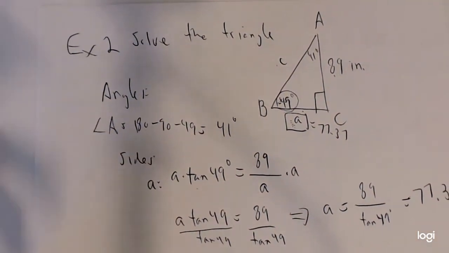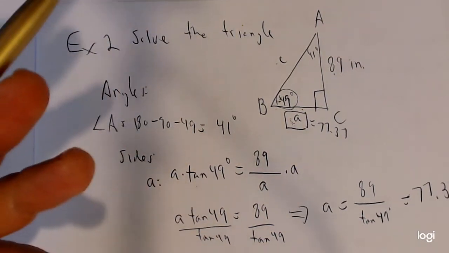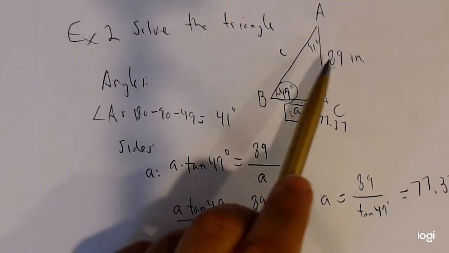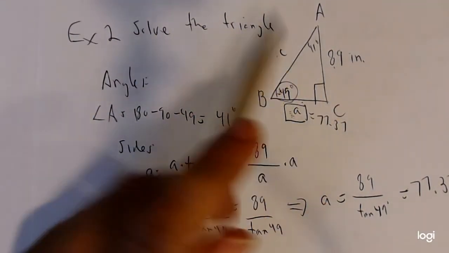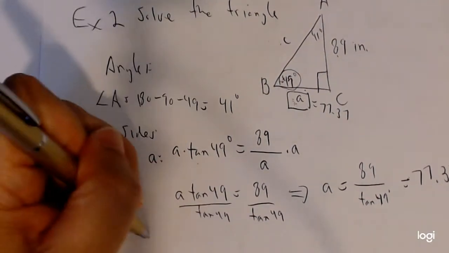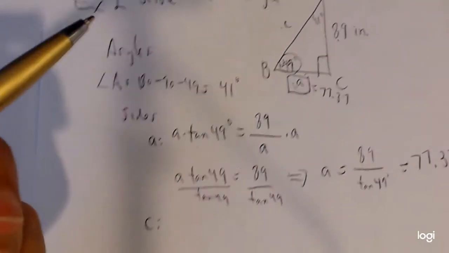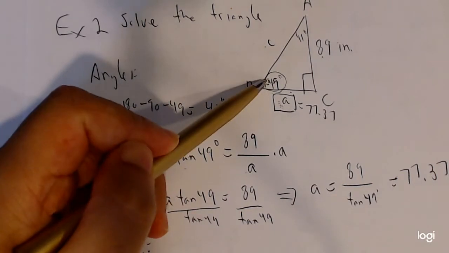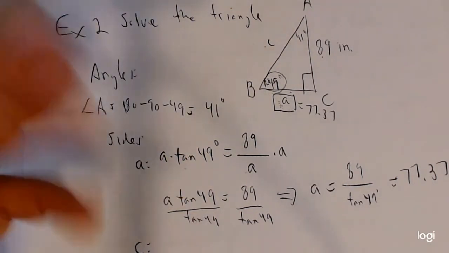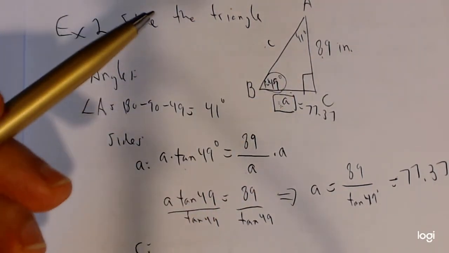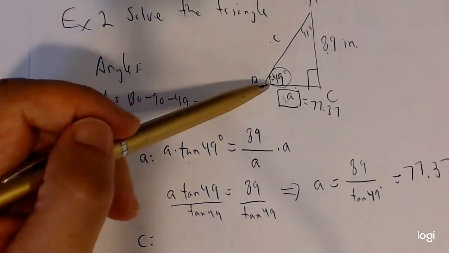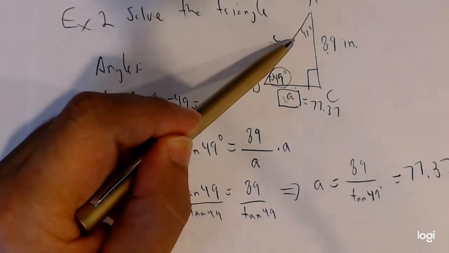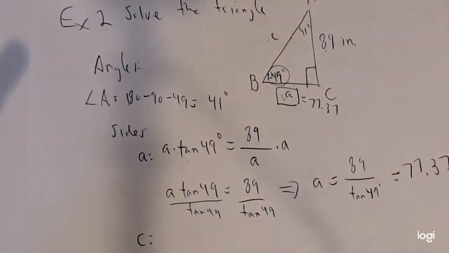So I could use the same reasoning to find side C. At this point we have options. Since I know this side, I know this side, I could use the Pythagorean theorem, or I could say, hey, to find side C, I can use the same idea. I'm going to use this angle, and I could use any of my trig functions with this angle to help me find C. One other comment I want to make is you don't have to use this angle. You could have also used the 41 degrees. It'll just change the trig function that you use.